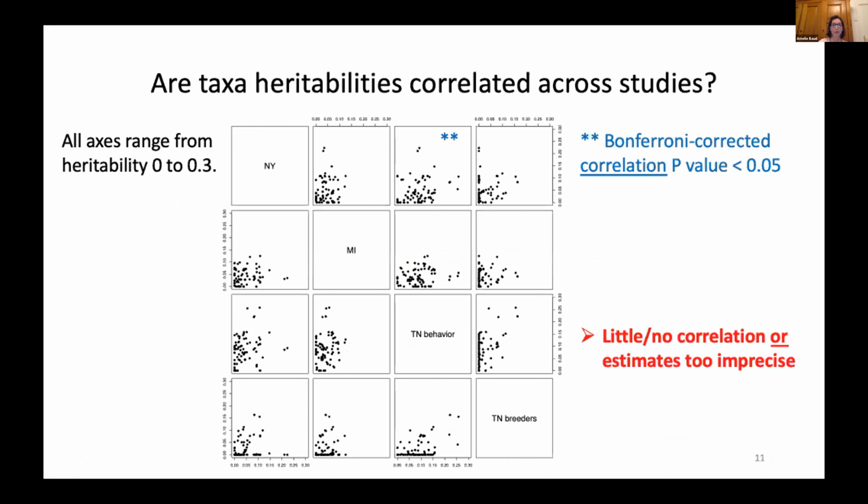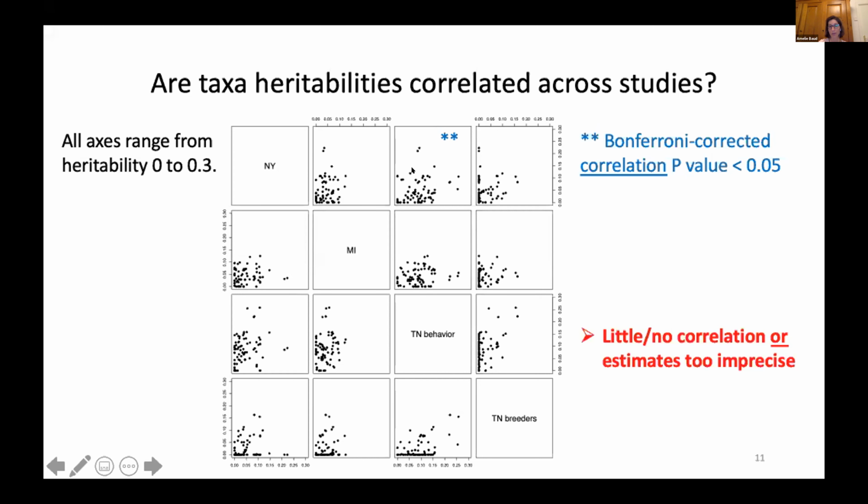Now, are the heritabilities correlated across studies? So in each plot here, I have the heritability for microbial taxa that was observed in the two studies. So the first row, we have New York, Michigan here, Tennessee behavior, Tennessee breeders. So for example, if we look at this plot, and I have to say all the axes have the same scale, of course, we tend to see some little correlation in that quadrant here.